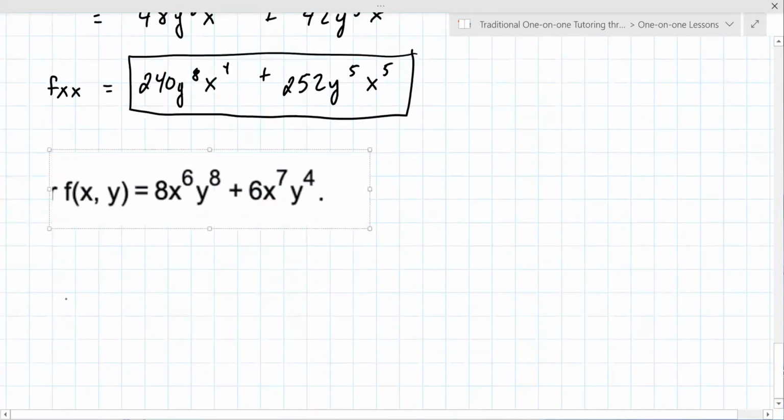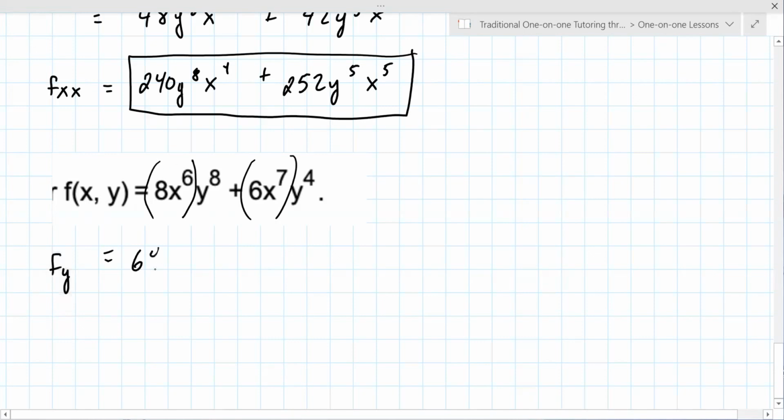Okay, so again, to find fy, you may find it's more convenient to rewrite it, but this one's already nicely rewritten because the x's are treated as constants. So it's just power rule. This is 8y to the 7th, so you take that 8 and multiply by that one. So you get 64 x to the 6th, y to the 7th, plus this 4 times 6, power rule, right? 24 x to the 7th, y to the 3rd.